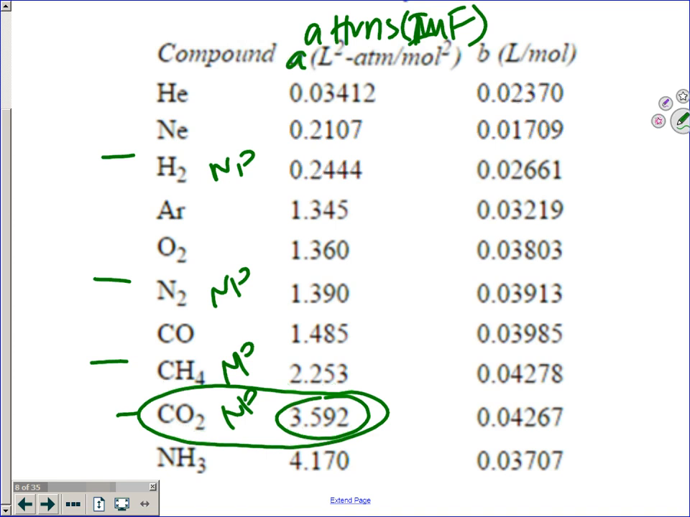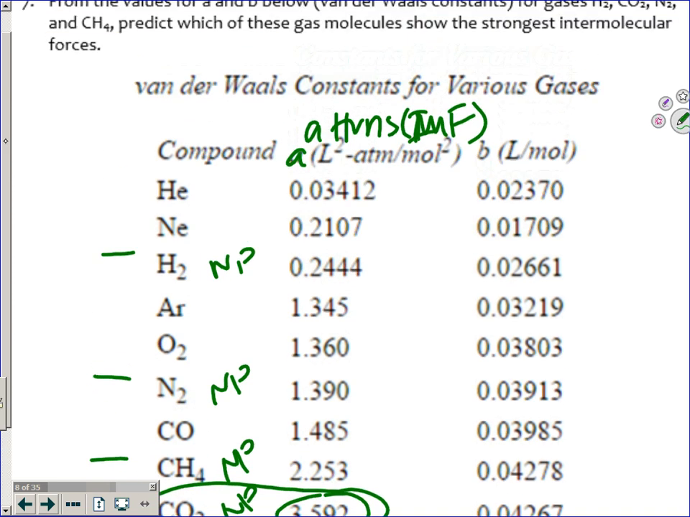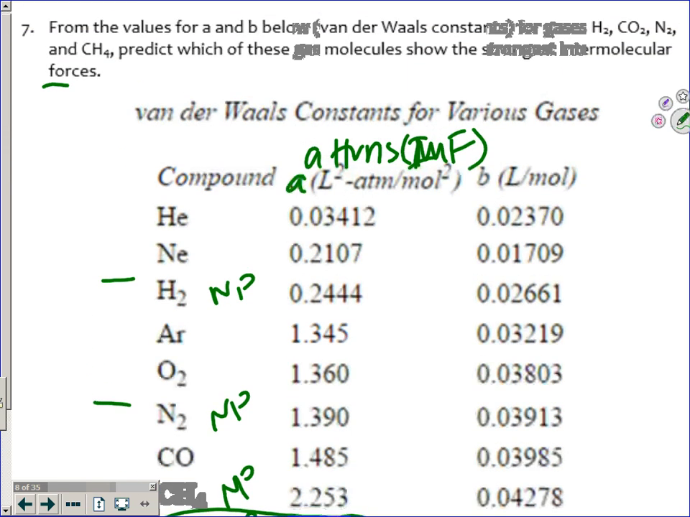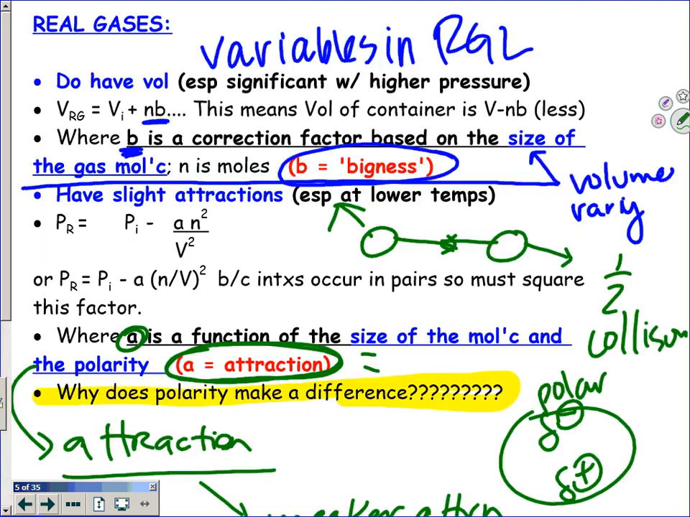Because the question specifically mentioned intermolecular forces, I have to look at the attraction component. So I'm staying in this column, but what I mentioned earlier was that you have the A value, which is a function of polarity first, and if they're the same polarity, then you refer to its size, but still in that same column.